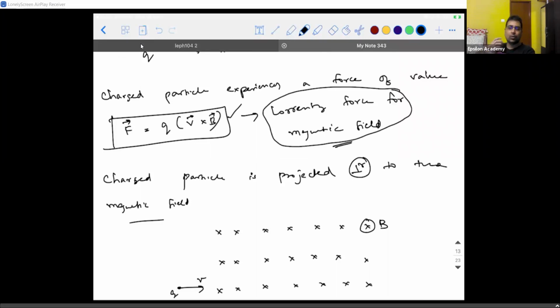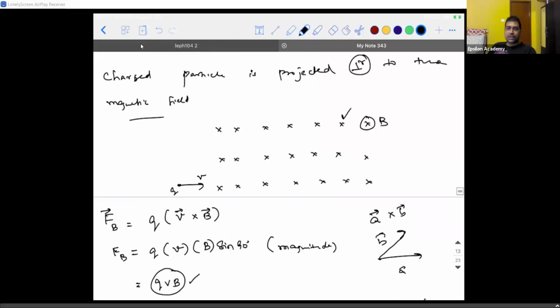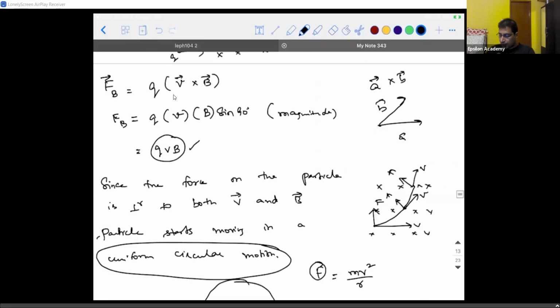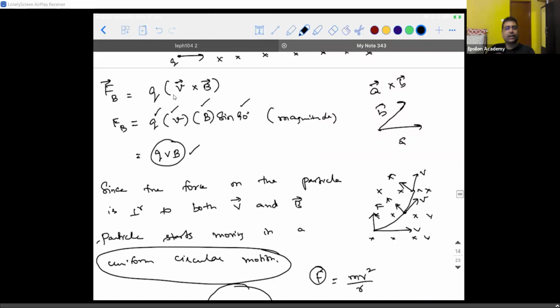Then we saw what will happen when a charged particle is projected perpendicular to the magnetic field. Let's say there is a uniform magnetic field into the plane, and a charged particle is projected into it in the direction perpendicular to it. What is going to be the value of force experienced by it and the path followed by it? We get the answer as QVB sine 90. The Lorentz force is QVB sine 90 because the angle between the velocity vector and the magnetic field is 90 degrees. So F is equal to QVB.